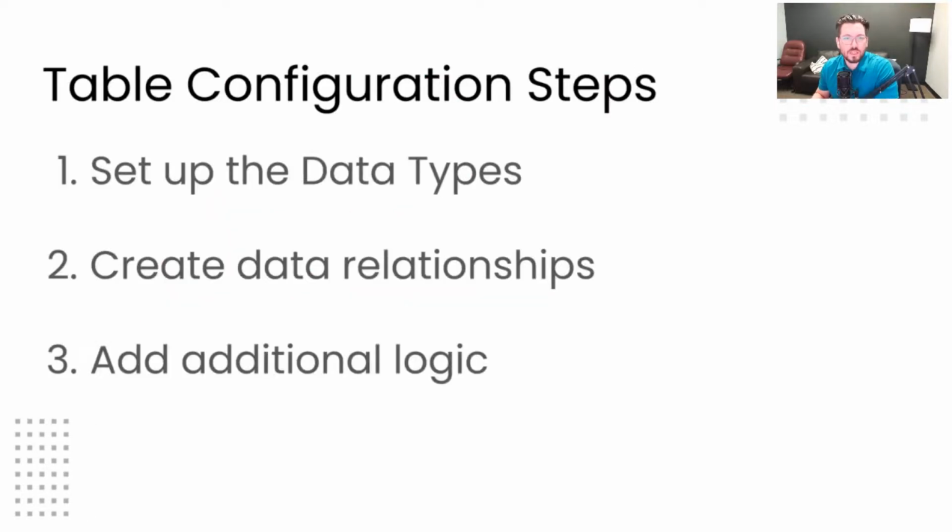Okay, so the table configuration steps that we're going to follow is, first we need to set up the data types. We're going to create data relationships and then add additional logic. So let's go ahead and start with set up the data types right here.